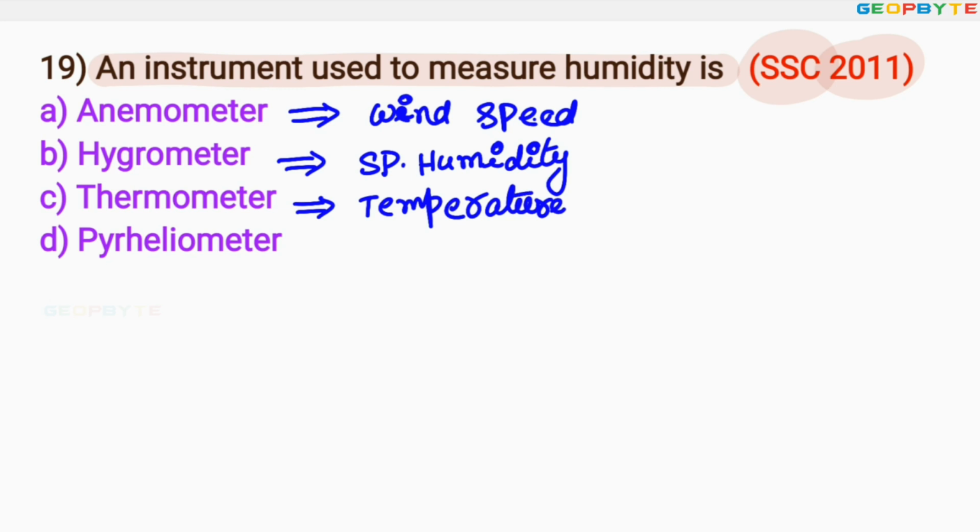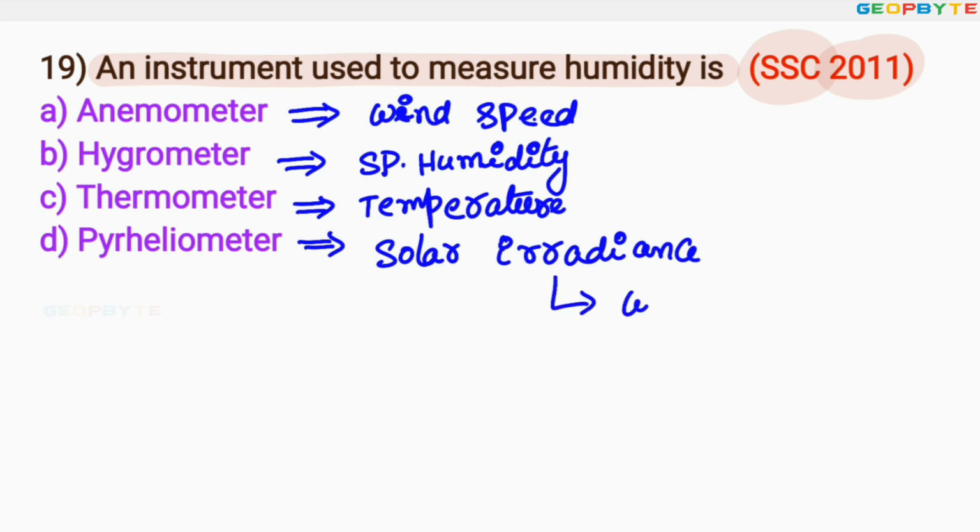Similarly, pyrometer is used for measuring the solar irradiance. For measuring the solar irradiance, we are using the pyrometer. And remember, the irradiance unit is watts per meter square. Anyhow, you are asked to decide the instrument for measuring the humidity. Option B, hygrometer. I hope all of you clearly got my point.